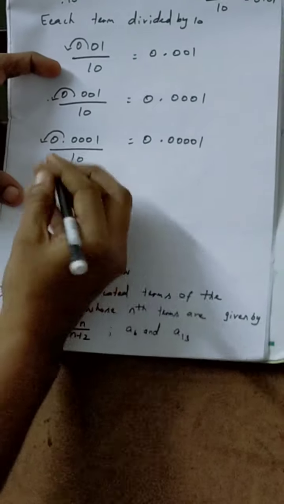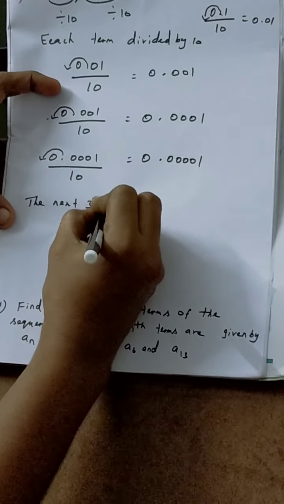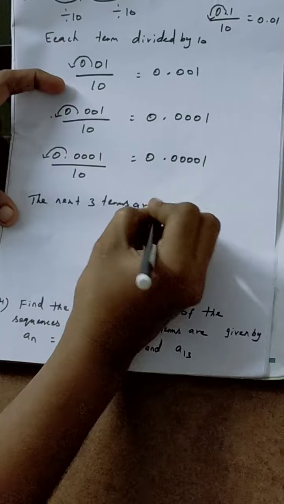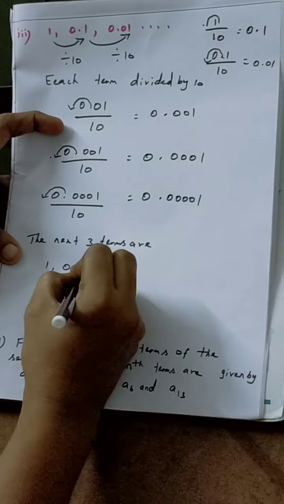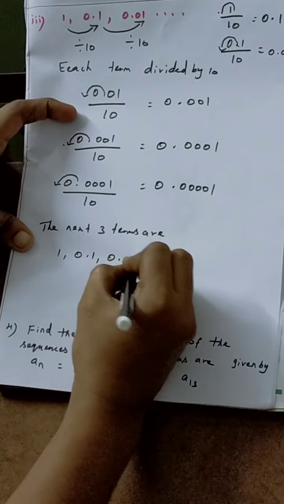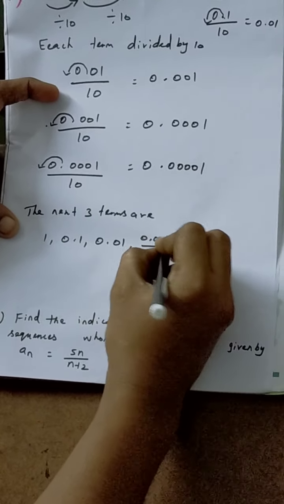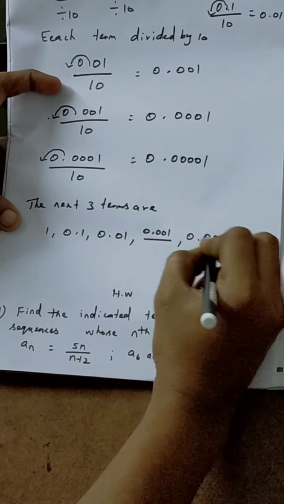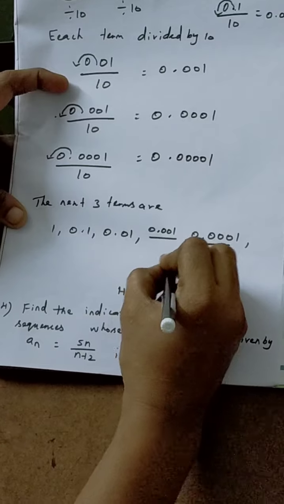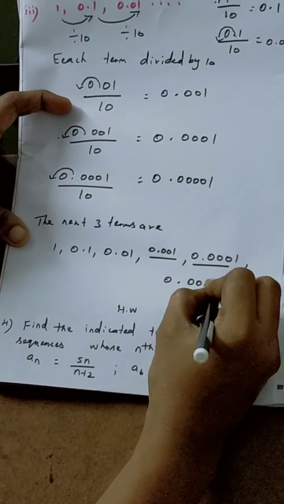So the next 3 terms are, what are the terms? So 1 comma 0.1 comma 0.01 comma, what is the next term? 0.001 comma, next term 0.0001 comma, next term, the last, 0.00001.